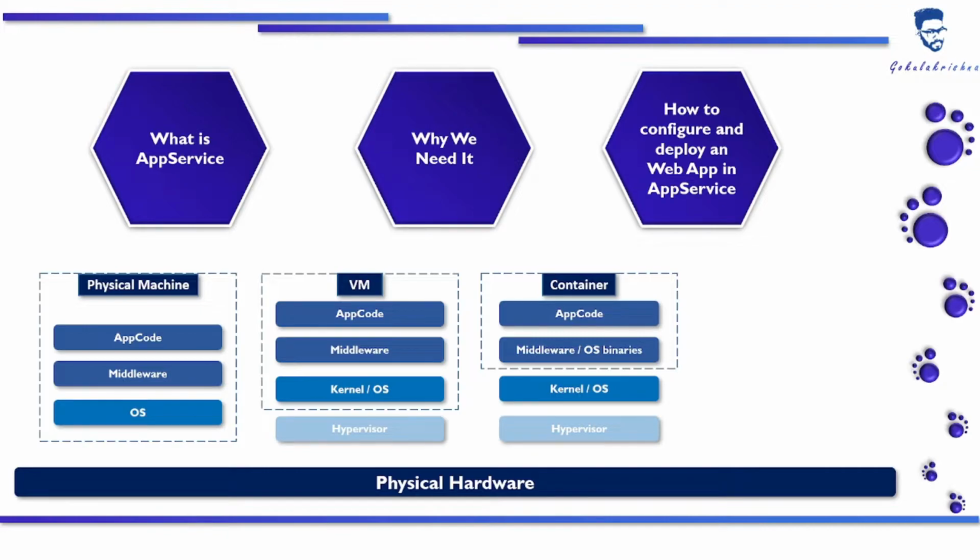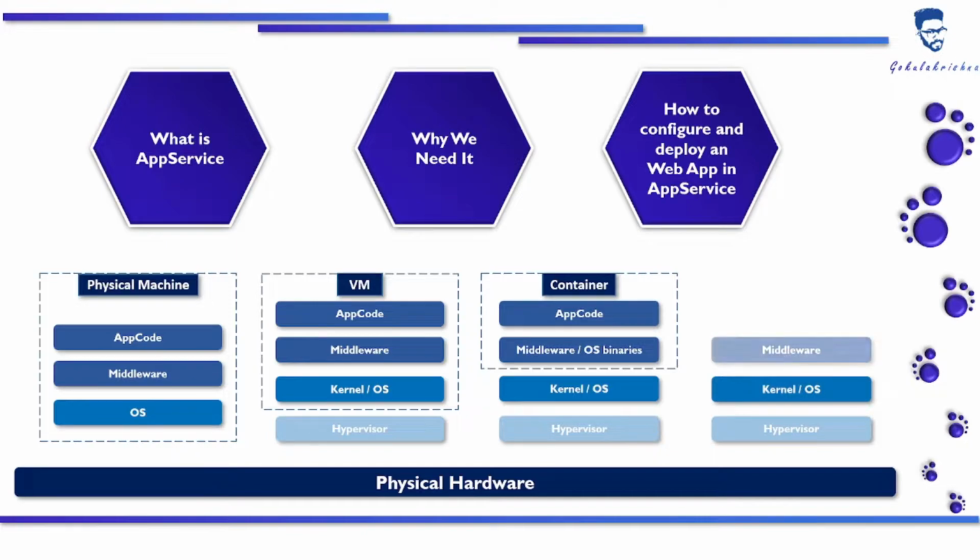You can see in all these major methods you should manage the operating system and the middleware. But App Service is a little different. Here the physical hardware, hypervisor, operating system and middleware are managed by Azure. You don't worry about the underlying infrastructure. You just develop your app code and directly deploy it in Azure App Service, just like web hosting providers like GoDaddy, Hostinger. You just copy the code and paste it, or you can integrate your Git repositories.